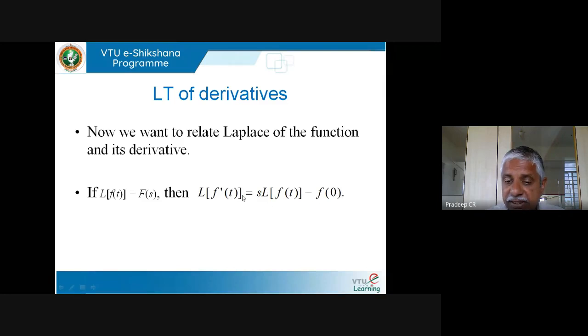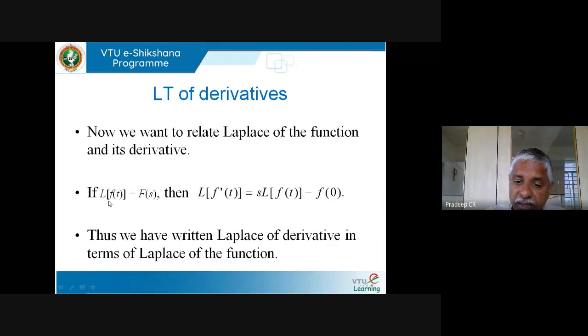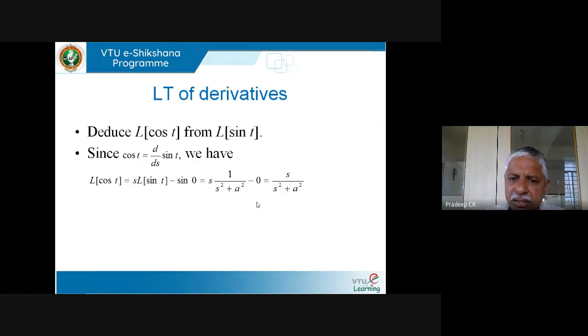L of f dash t, that means this basically relates the Laplace of the derivative and the Laplace of the function itself. That is what this does. So this relationship is important. We will see how to exploit this in the next class. There are some illustrations and there are problems where soon after this we will learn how to solve differential equations using Laplace transform. I think I'll stop here now.